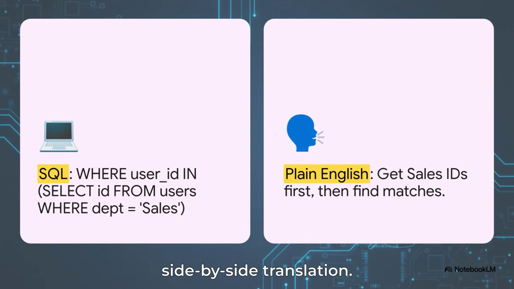Check out this side-by-side translation. It really helps to think about it like this. On one side, our SQL, WHERE user_id IN, followed by our subquery. On the other side, just the plain English logic. We're simply asking the database, hey, get the sales team IDs first, hold them in memory as a list, and then go scan the transactions table for matches. It is such an elegant way to cross-reference data.